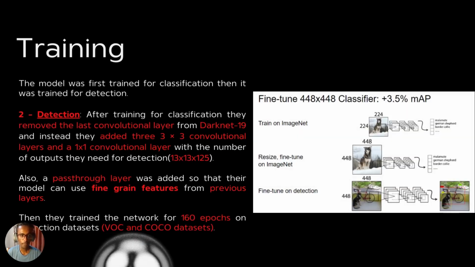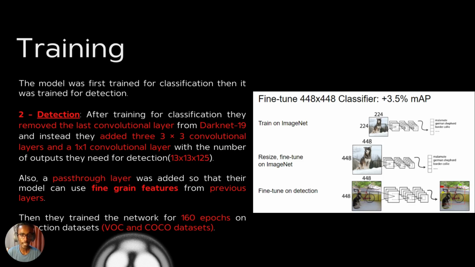Next, after they have finished the training procedure for the classification, they train the network for detection, and they only fine-tune the model. As we can see from the image, the third one is fine-tuning on detection. After training for the classification, they removed the last convolutional layer from the Darknet 19 because that's used for classification. Instead, they added a couple of 3x3 convolutional layers and also a 1x1 convolutional layer, with the number of outputs they need for detection.